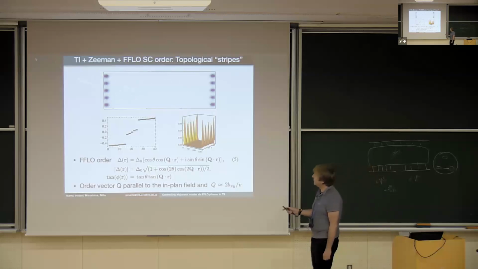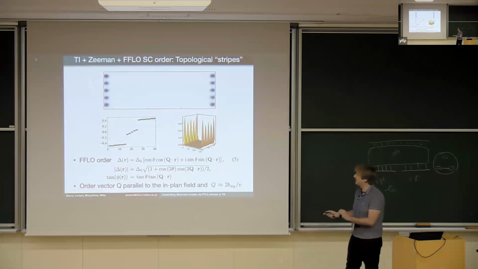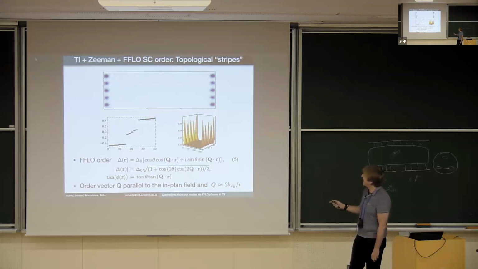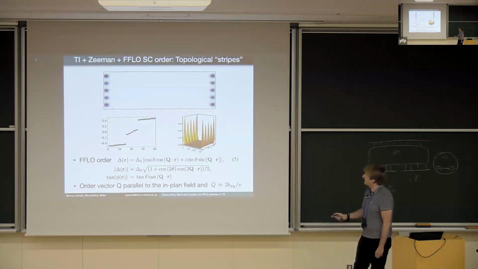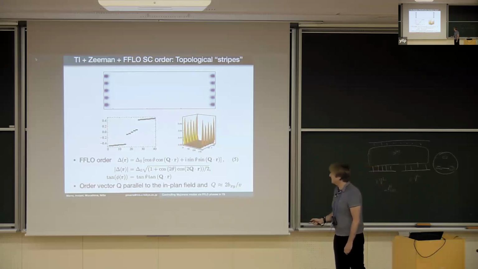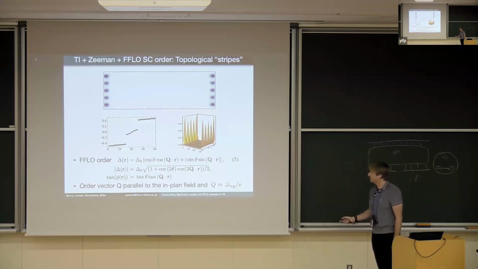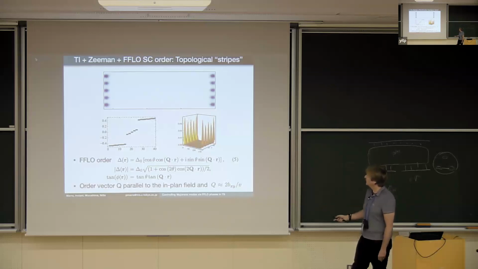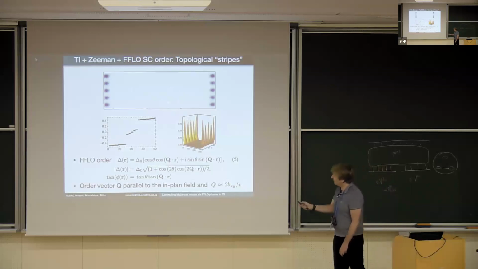And here I calculate the local density of states at zero energy, and these peaks of intensity of the local density of states correspond to the Majorana modes. So at the edges of these stripes, I have localized Majorana modes, and this is the energy spectrum. And typically, the order vector Q, the momentum of the Cooper pairs, is proportional to the in-plane magnetic field and also has the same direction.